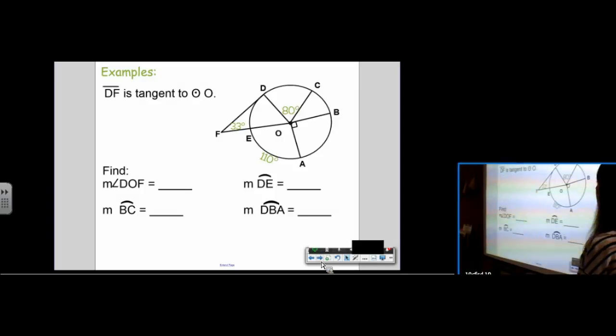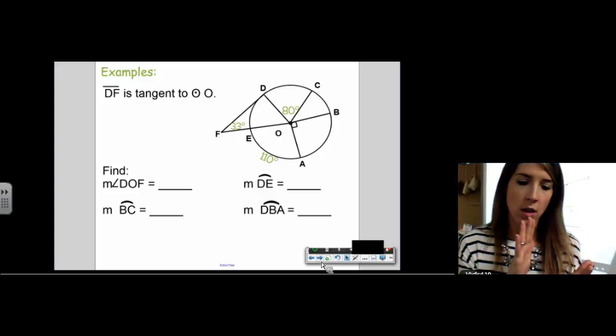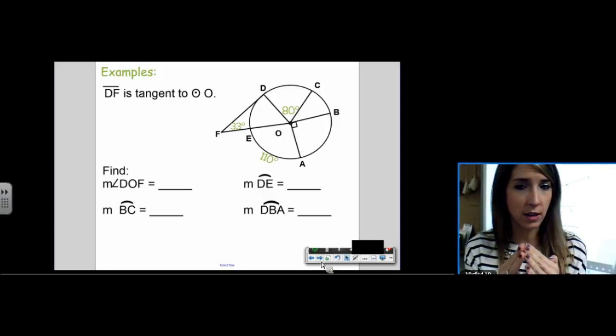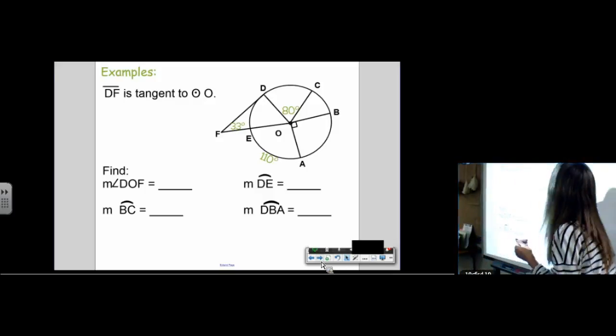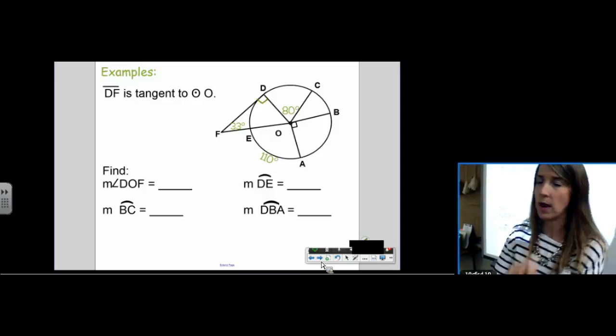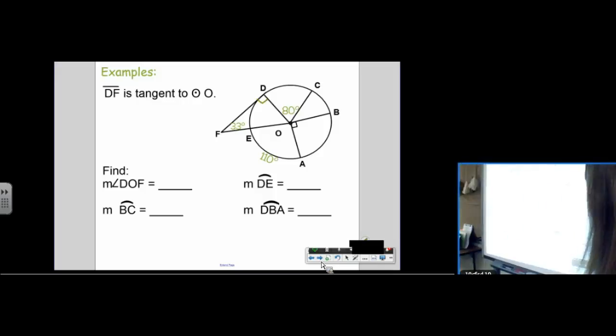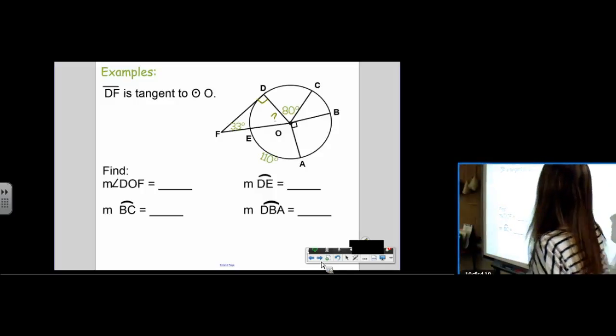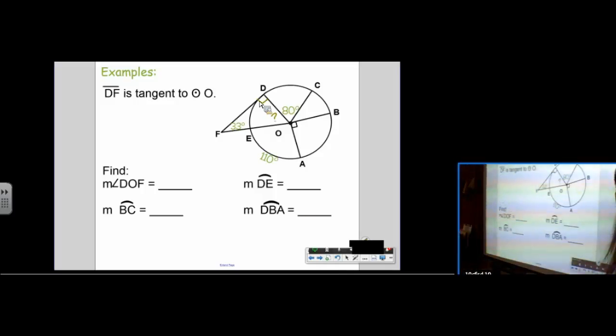Okay, DF is tangent to circle O. When I went over the vocab, I did say that a tangent is always perpendicular to the radius at the point of tangency. So we're going to learn that theorem a lot better in two weeks after spring break. But I'm going to go ahead and add that to the picture. Find the measure of DOF, so that's pretty easy, using the triangle sum theorem there. Find the measure of arc BC. Find the measure of arc DE. Find the measure of arc DBA.